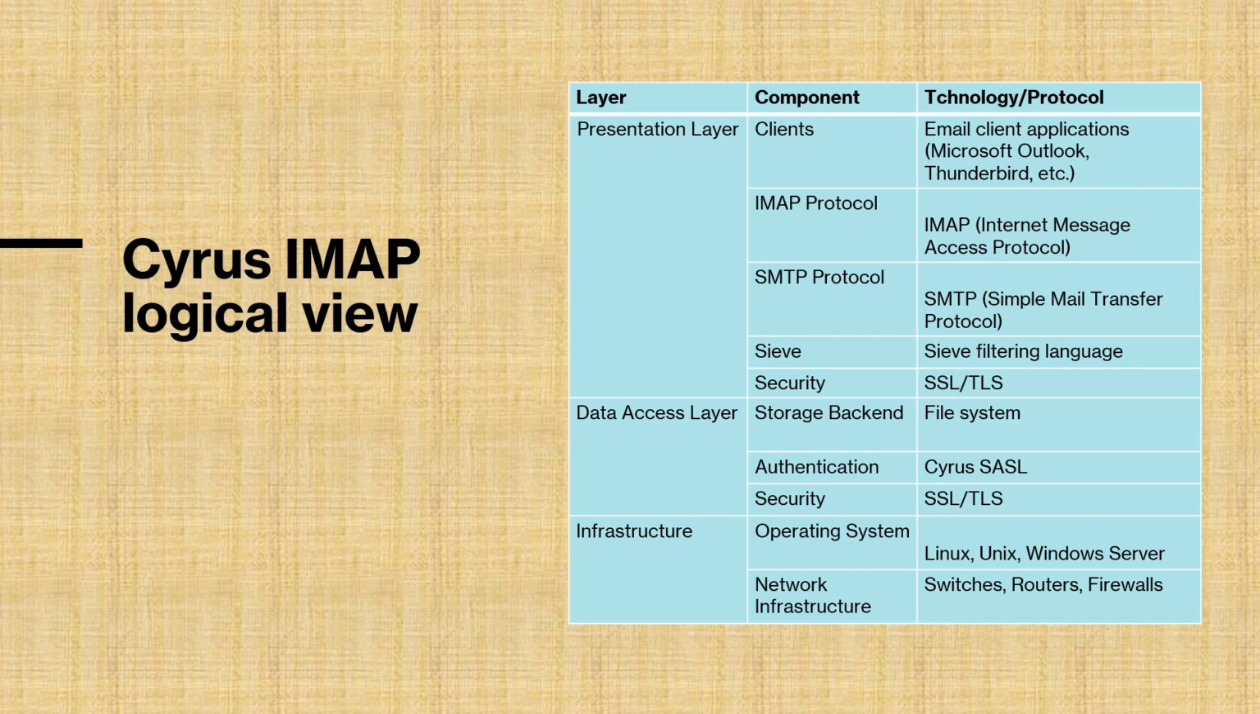For the infrastructure, the components are the operating system and network infrastructure. The operating system can be Linux, Unix, or Windows Server. And for network infrastructure, it uses switches, routers, and firewalls.